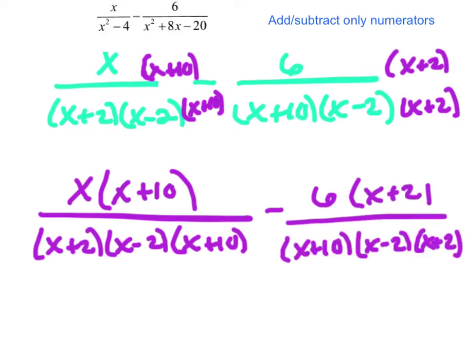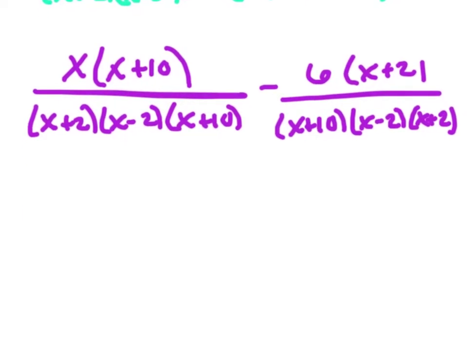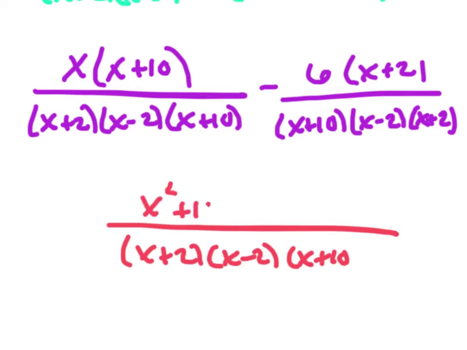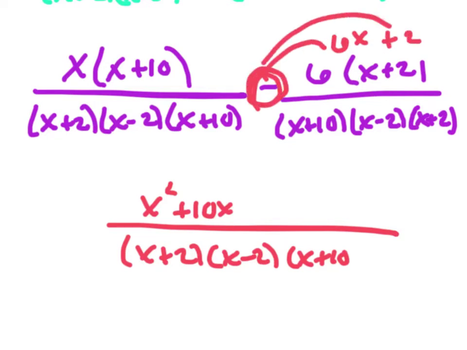Okay, now that I've rewritten the same fractions with the common denominator, I'm just going to write them as one fraction. So I'm going to keep my three denominators, x plus 2, x minus 2, and x plus 10. I'm going to multiply the top, so that's x squared plus 10x. And if I multiply here, that's 6x plus 2. Now don't forget you have to distribute that negative. So I'm going to get negative 6x, I'm sorry, that's 12, minus 12.